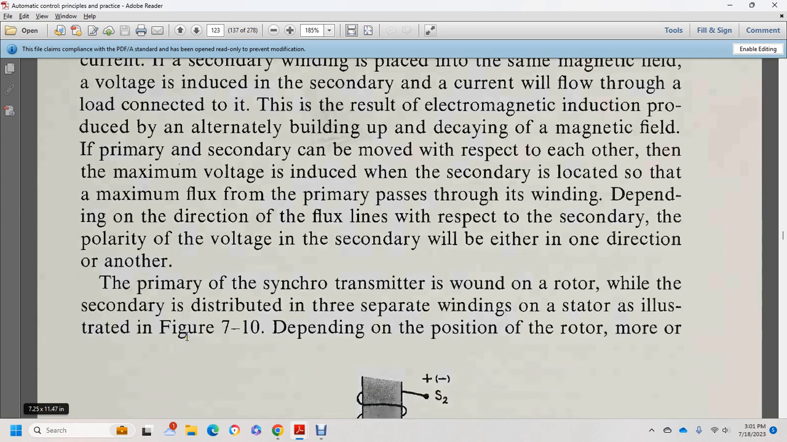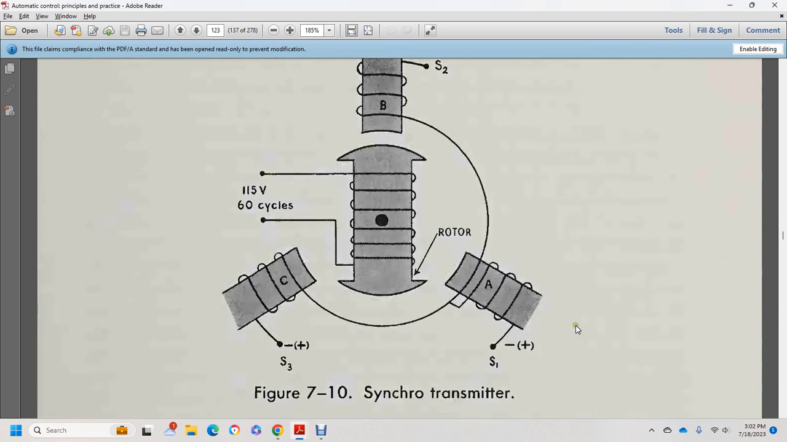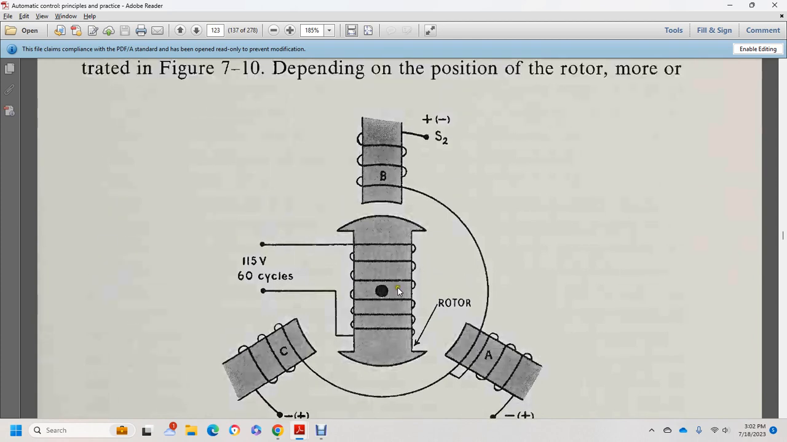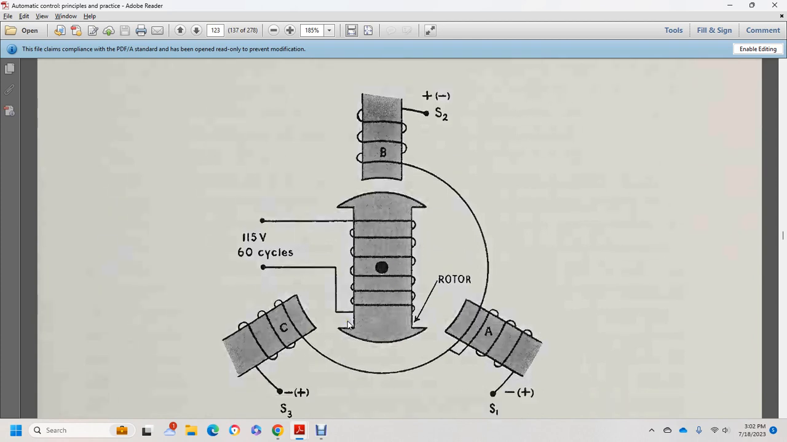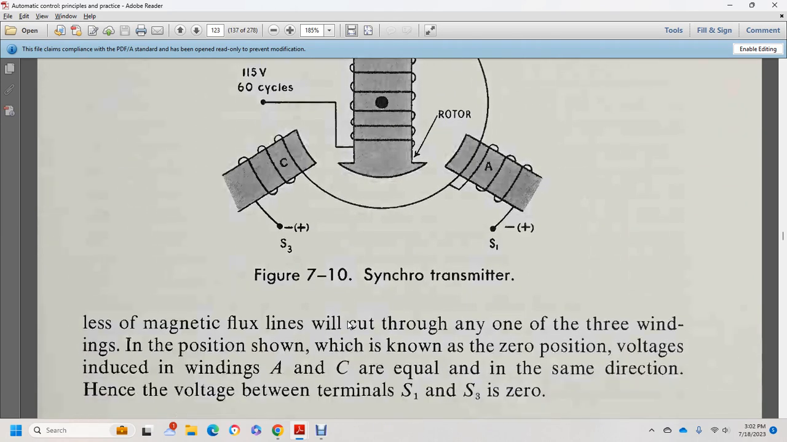The primary of the synchro transmitter is wound over the rotor, while the secondary is distributed in three separate windings within a stator. This is illustrated in figure 7-10. Depending on the position of the rotor, the result varies. The synchro transmitter shows the rotor and the three stator windings, with plus or minus polarity.